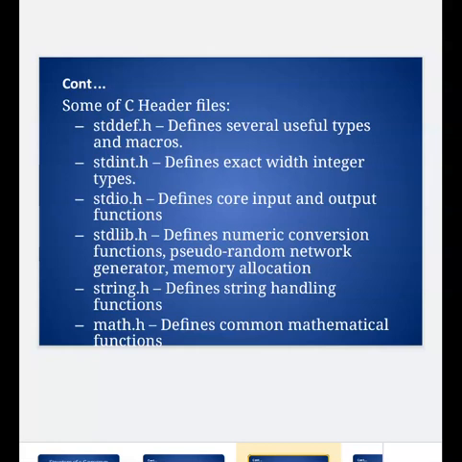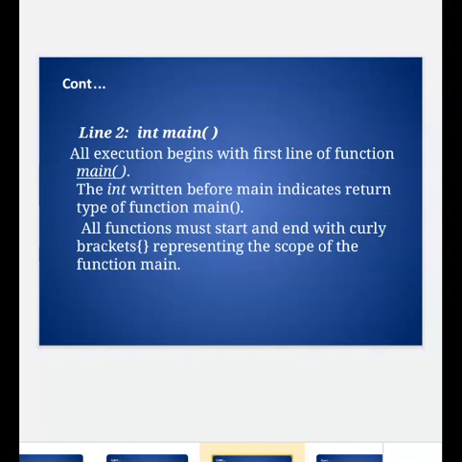And line 2 is the declaration of the main function. The syntax for this main function is the data type int, main, with the two brackets. All execution begins with the first line of function main. The int written before main indicates the return type of function main. All functions must start and end with curly brackets representing the scope of the main function.